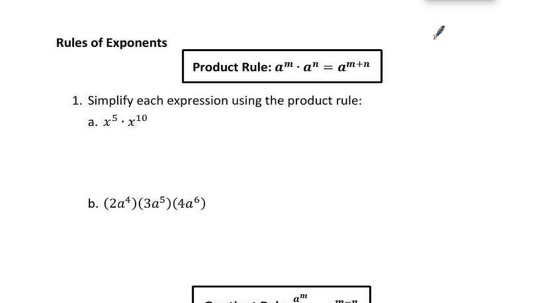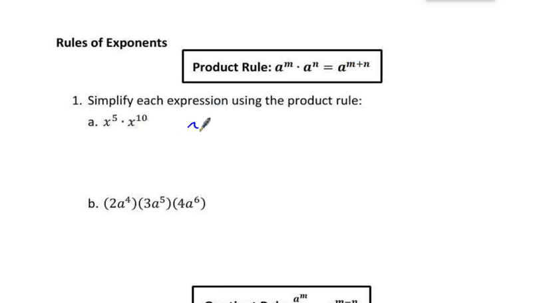The first exponent rule that we will explore is the product rule. If we have the same base, a and a, but raised to different exponents, here m and n, and we're multiplying. If we multiply the same base, we will add exponents. Let me show you why that works.